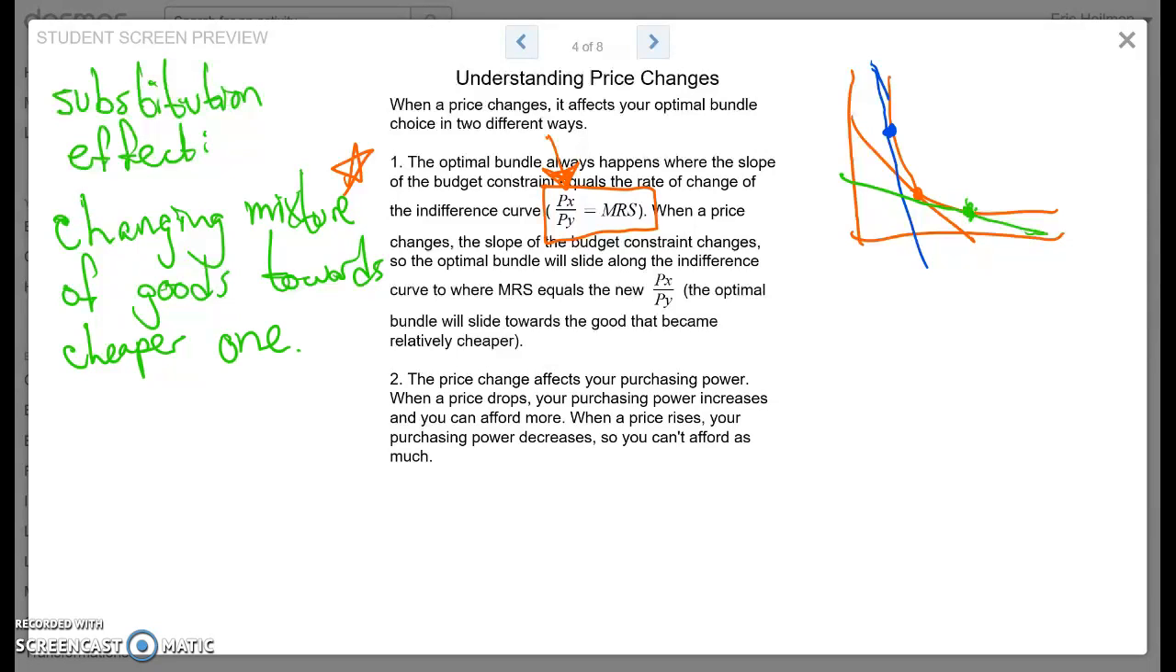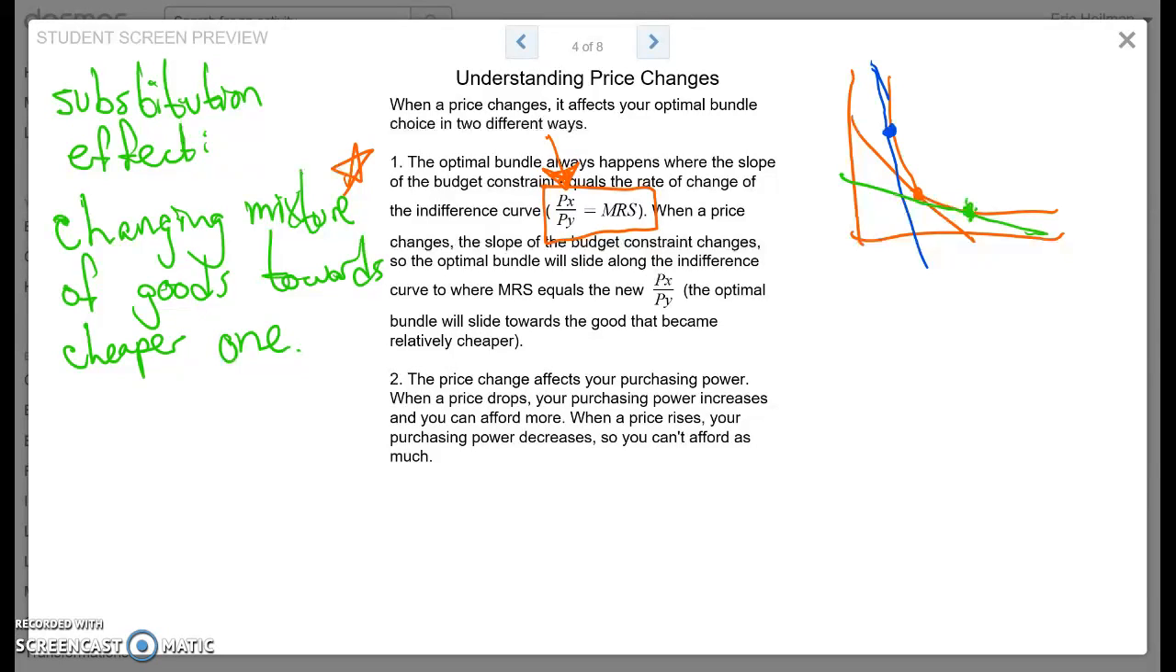Okay, the second effect that's happening is when a price changes, it actually affects your buying power. So you can think of price changes as affecting, in some ways, your real income, or what you can afford to buy with your income. So even if your income doesn't change on paper, so let's say you're still making $400 income, when prices change, it's going to affect how much you can actually buy with that $400. So if the price of one of the goods goes down, your buying power has actually increased. You can afford more. Imagine that if your income stayed the same, but prices of everything dropped by half, you would then be able to afford twice as much as you were before.